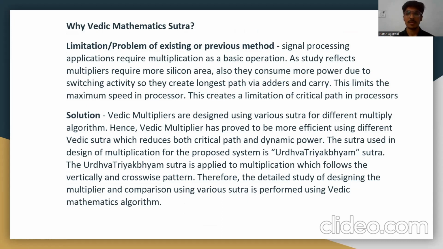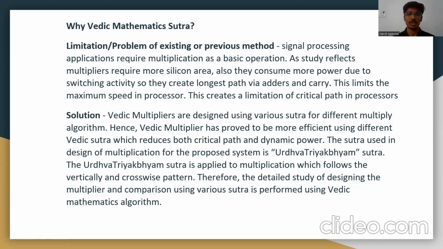Now, why Vedic mathematics sutra? So the problem in the previous methods was that signal processing applications require multiplication as a basic operation. The study in the paper reflects that the multipliers require more silicon area. Also, therefore, they consume more power due to switching activity. So they create the longest path via adders and carry. This limits the maximum speed in the processor. This creates a limitation of critical paths in the processor.